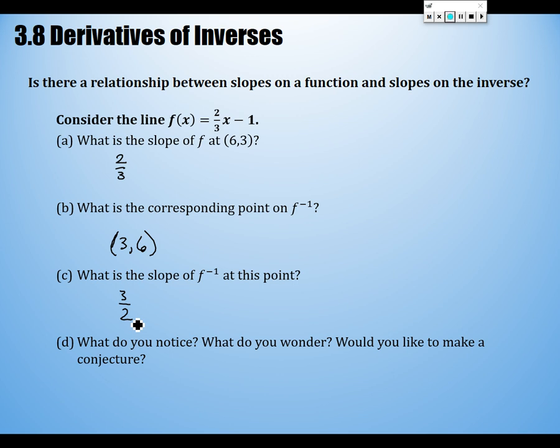Is the slope of the original function the inverse of the slope of the inverse? What do you mean inverse? Oh, I think the sine inverse of the cosine. Okay, all right. Do you agree with her conjecture? Yeah. Or maybe? Maybe?